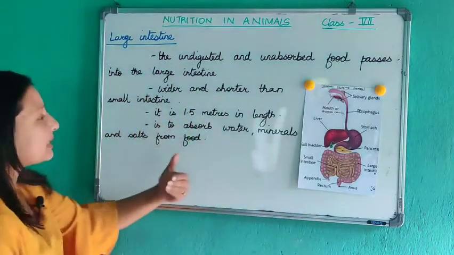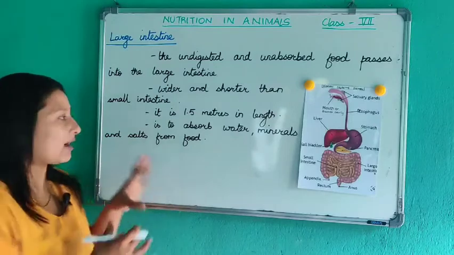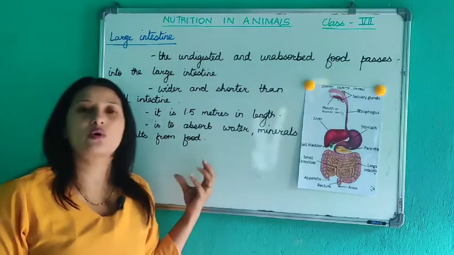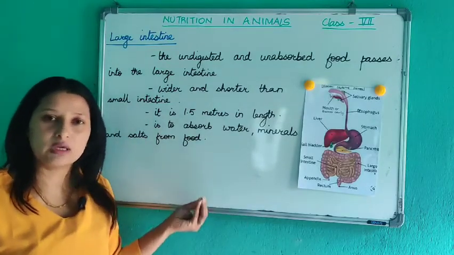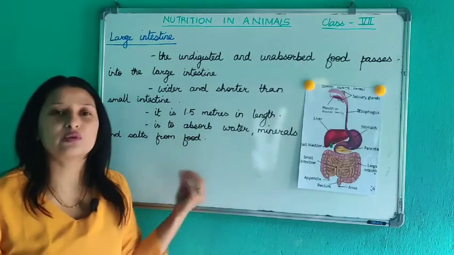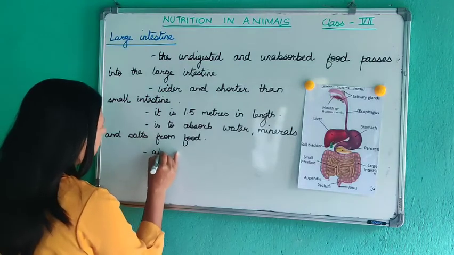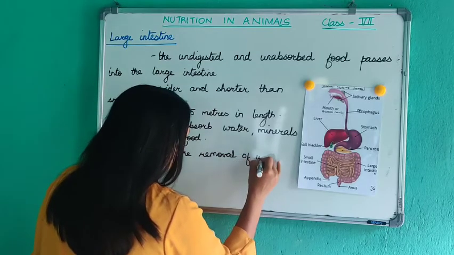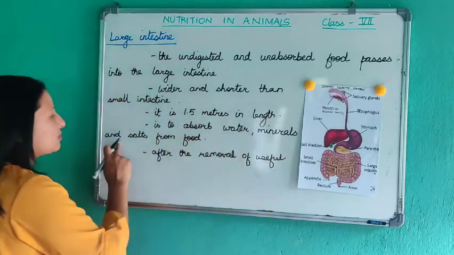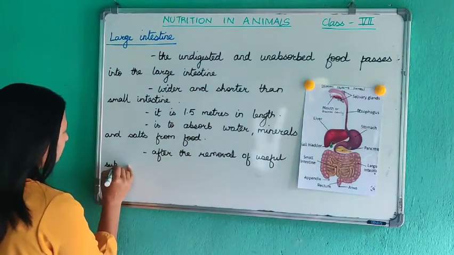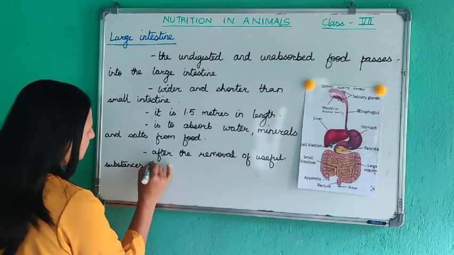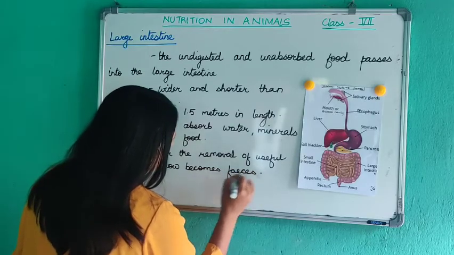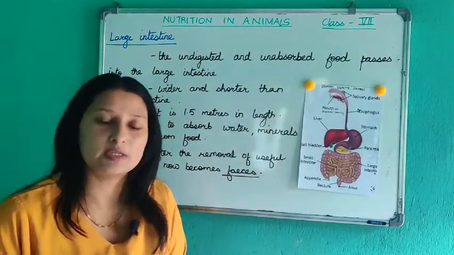Okay, so the remaining food, after the useful substances are removed from the food, now it is no longer called food, it is called feces. Okay, after removing the useful substances, now the food becomes feces. What are those useful substances? Water, minerals and salts. So after the removal of useful substances, it now becomes feces, and feces means the waste product. Okay, feces भनेको चाहिँ मैला.